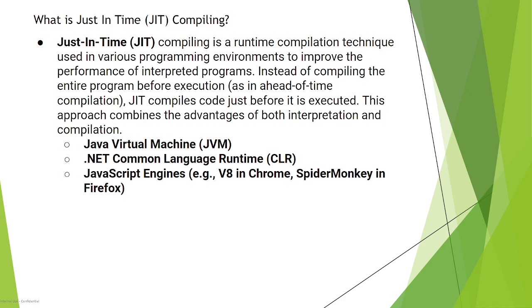Now, some of the compilers can be like Java Virtual Machine, JVM, .NET Common Language Runtime, CLR, JavaScript engines like V8 in Chrome, SpiderMonkey in Firefox. So, just-in-time compilation is basically a compilation that happens during runtime. Okay, and it has some advantages because it compiles the code before it gets executed, and if compilation fails the code will not execute at all, and you should be able to see the compilation error.